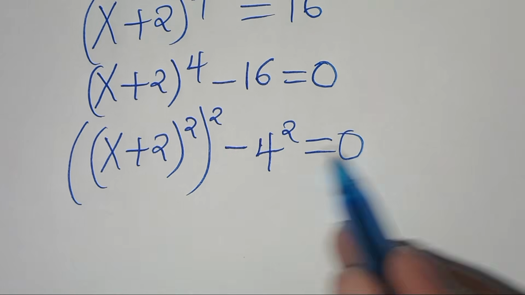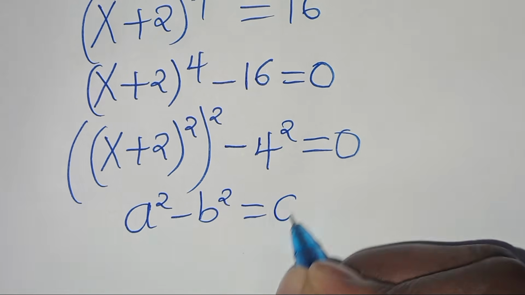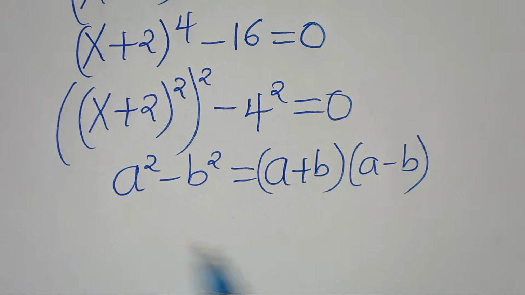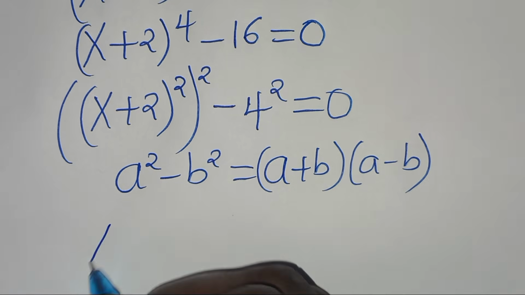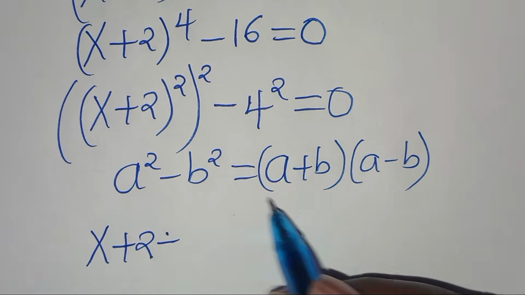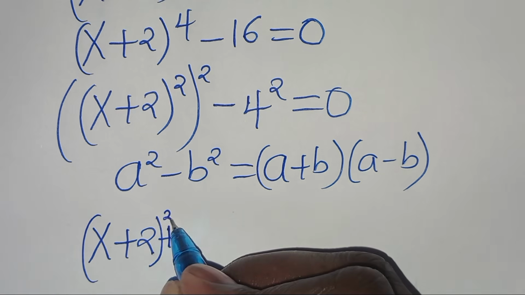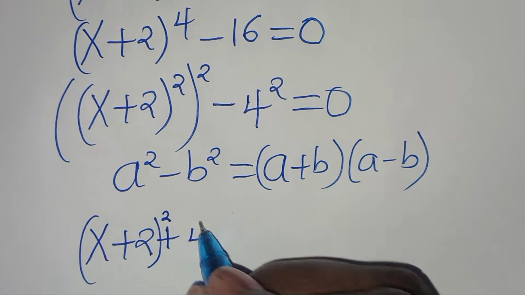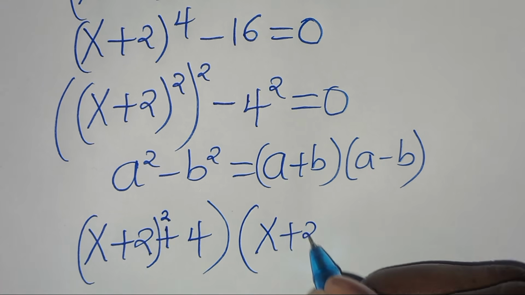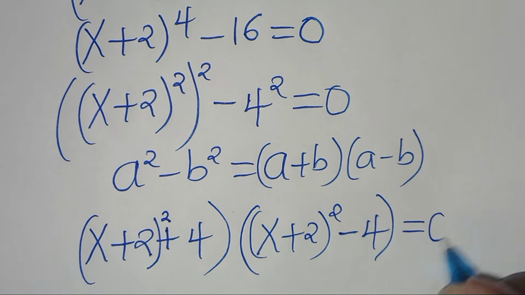So this equation is of the form a squared minus b squared, which we can express as (a plus b) multiplied by (a minus b). Applying this identity, we have ((x+2)^2 + 4) multiplied by ((x+2)^2 - 4), equal to 0.